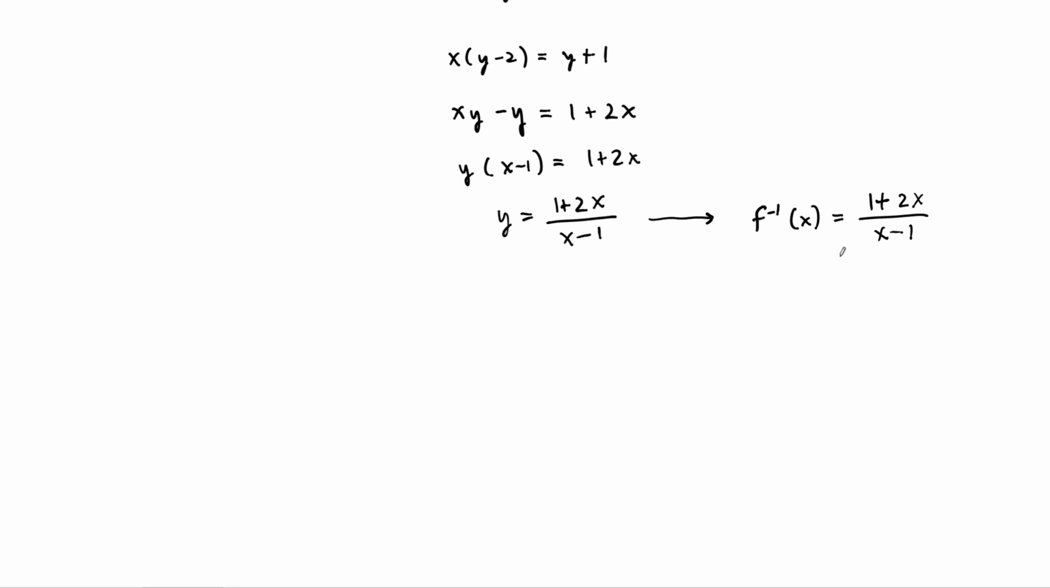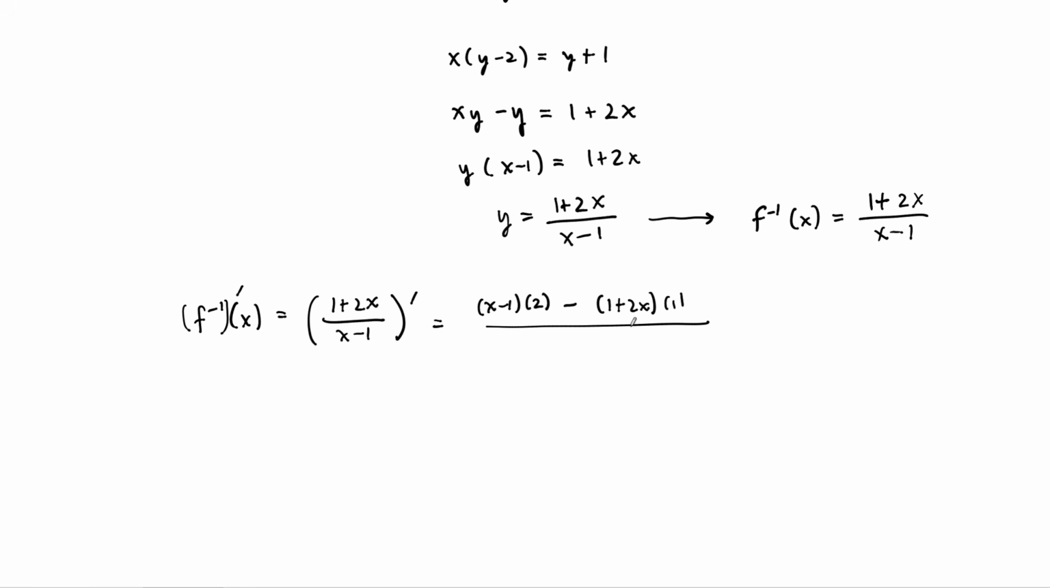Now what we want to do is take the derivative of this. So f inverse, let's take the derivative by applying the quotient rule. All right, so f inverse prime is going to be the derivative of 1 plus 2x over x minus 1. And we know quotient rule says bottom times the derivative of the top. Derivative of the top is 2, minus the top times the derivative of the bottom, that's 1, all divided by the bottom squared.